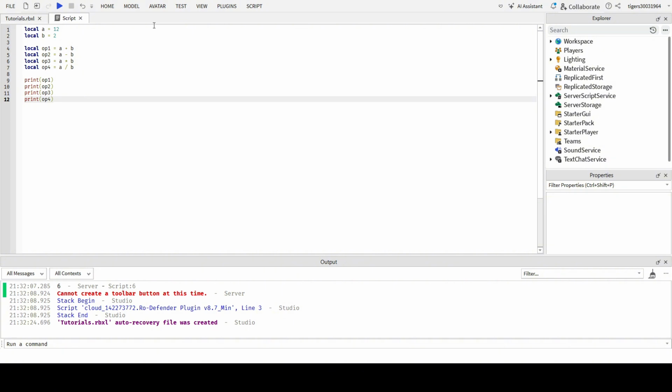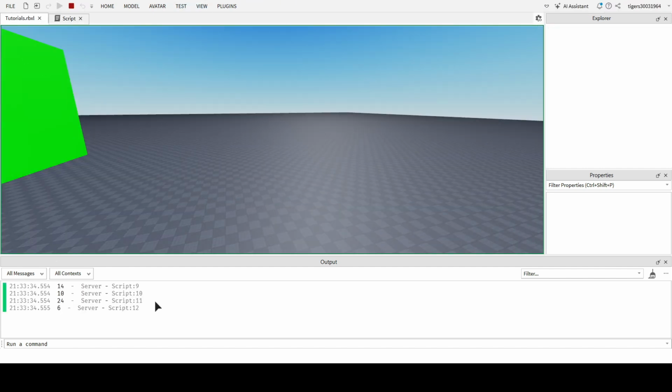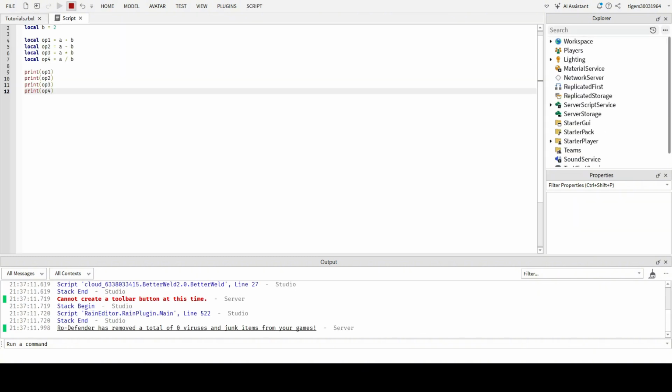So let's print each of these, and what we should get is op1 is A plus B, so 14, op2 is A minus B, that's 12 minus 2, so 10, op3 is A times B, 12 times 2, so 24, and op4 is 12 divided by 2, A divided by B, so that should give us 6. And there are the answers in the output.